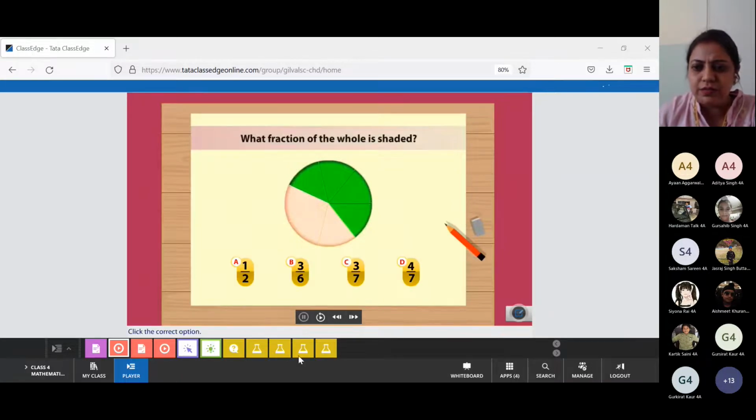Anmoljeet, what fraction of a whole is shaded here? 1, 2, 3, 4. Then 4 by 7. Yes, D part. 4 by 7. Very good. Brilliant! Since 4 out of 7 equal parts have been shaded, the fraction is 4 by 7.